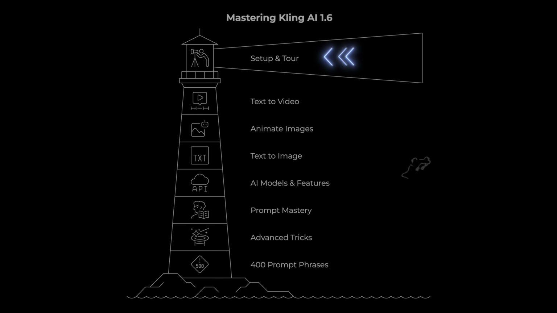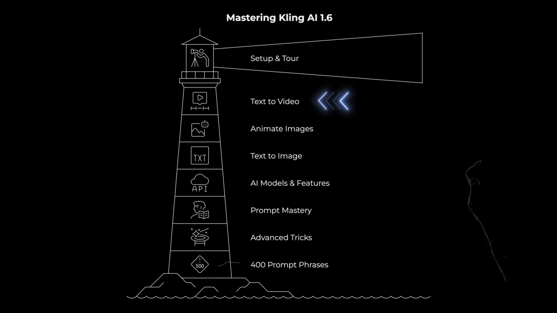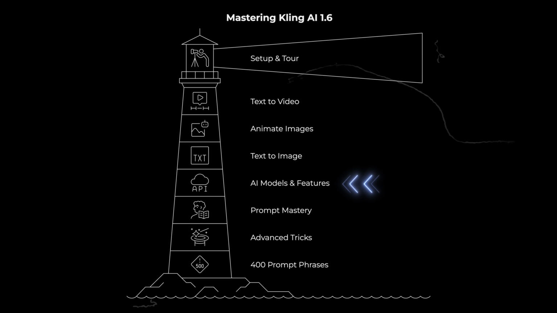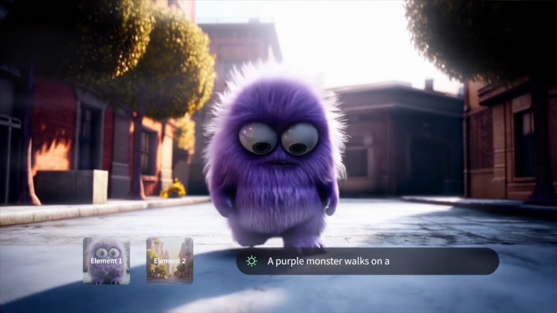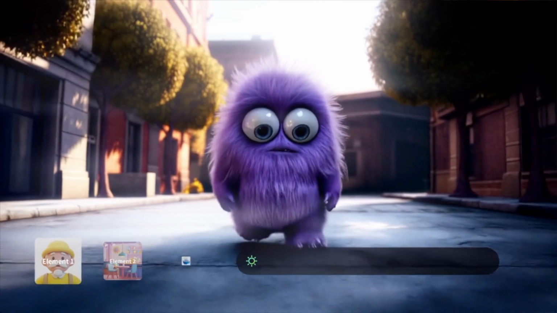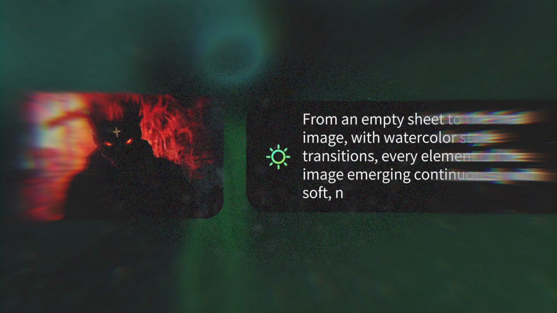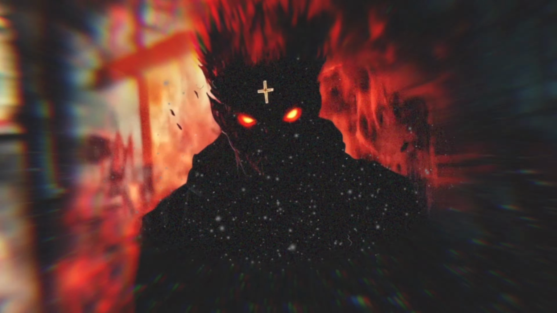First, I'll get you set up on Kling AI and show you around. Then we will dive into how to create videos using text, and then I'll show you how to bring static images to life, as well as how to use the new text-to-image feature and the AI models. I will show you how to use the elements feature for consistent characters as well as lip syncing. After that, we'll talk about how to refine your results and become a master at prompting. And finally, I'll share some advanced tricks and give you 400 prompt phrases to take things to the next level.